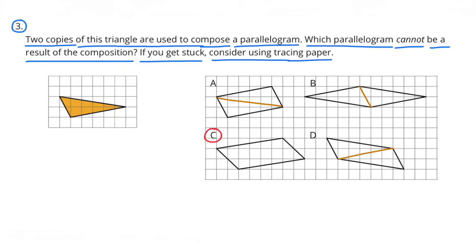I used a line to separate the copies of the 2 triangles in figures A, B, and D. Figure C didn't work. It's composed of 2 triangles that are a different shape than the triangle on the left.